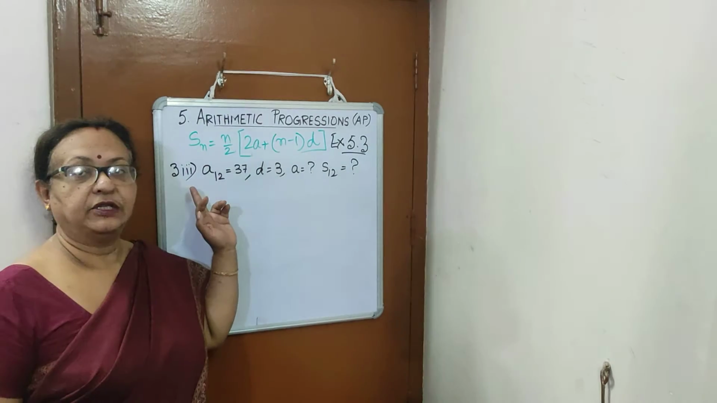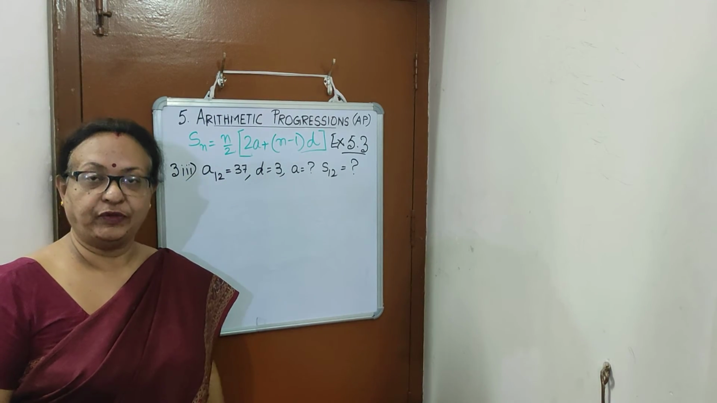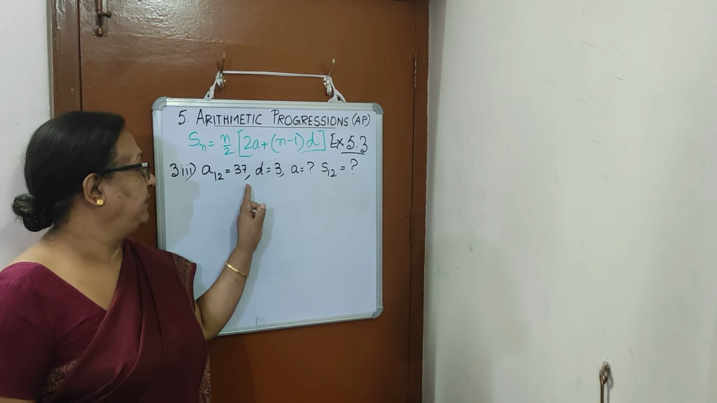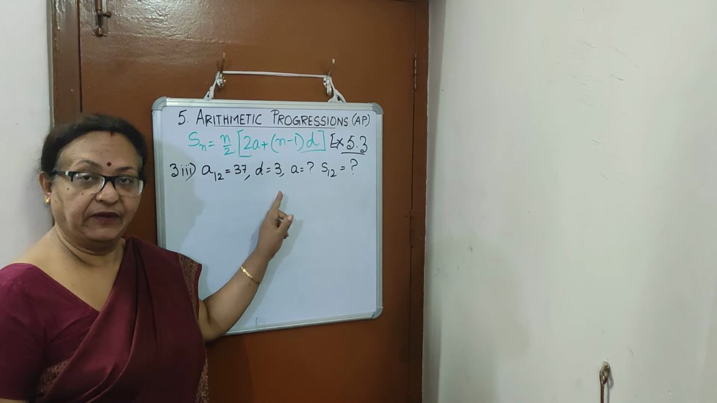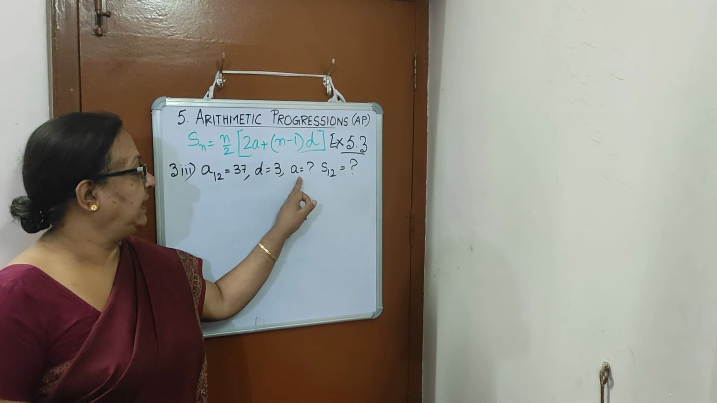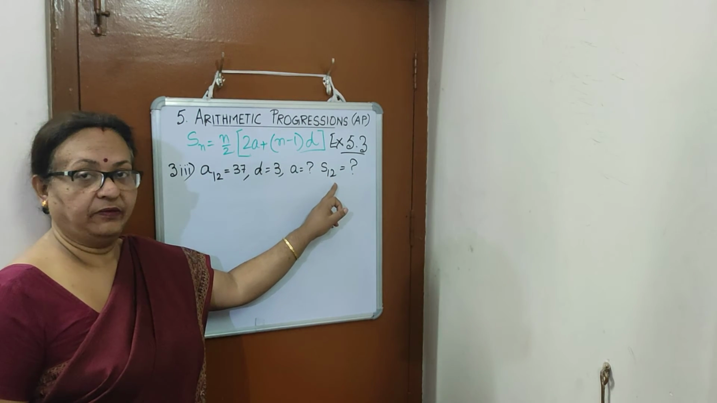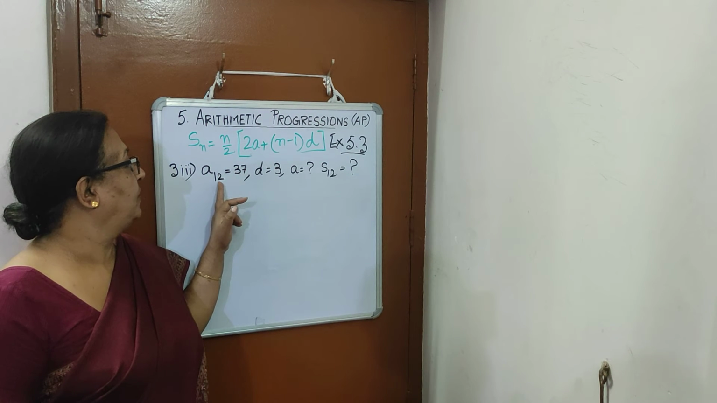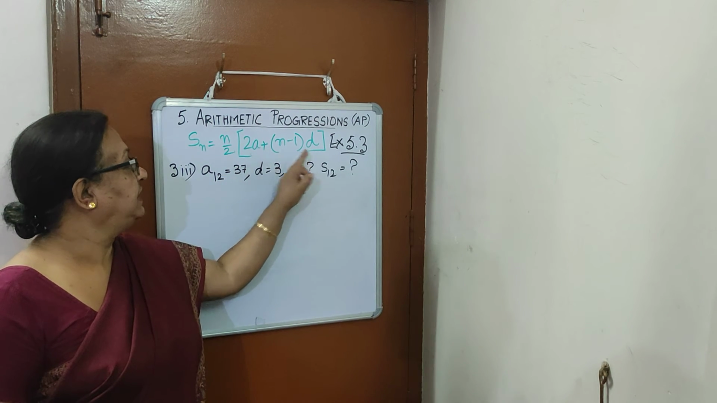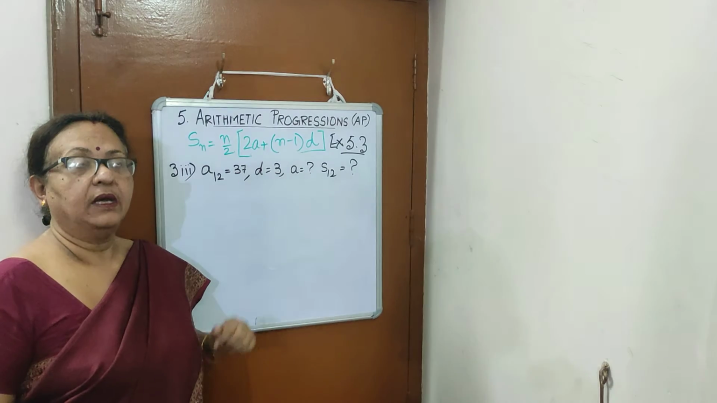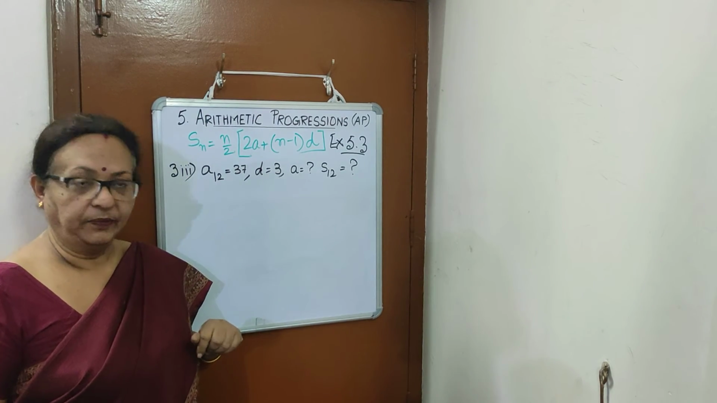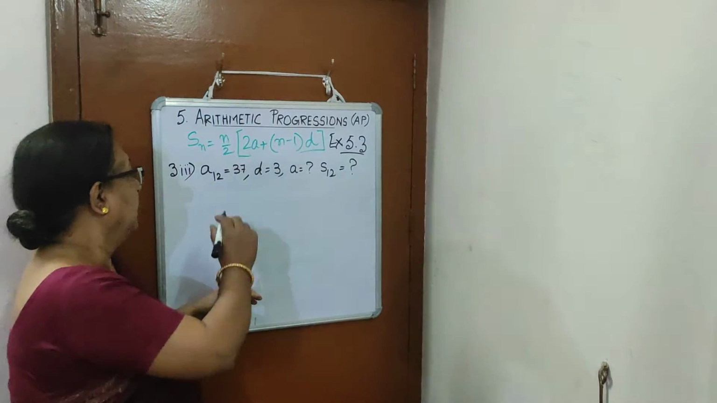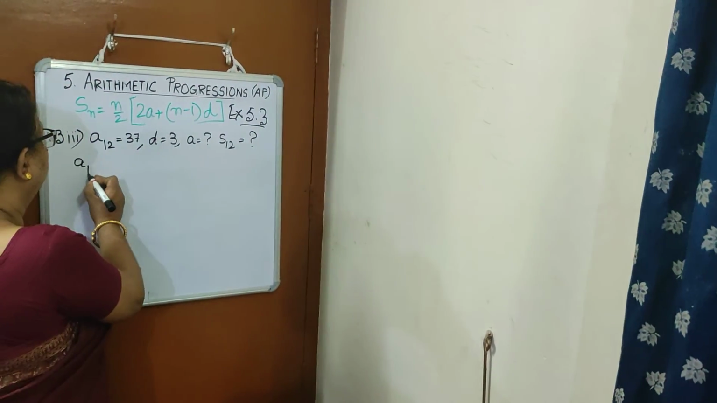Okay children, next one, sum from question number 3. The third one, a12 is 37, d equal to 3 given. You need to find a and S12. Okay. So what all are given here? This 12, that is n. You have d, you do not know a. So how to find out a here? Let's see. Now a12 is 37. Now this is known to you.